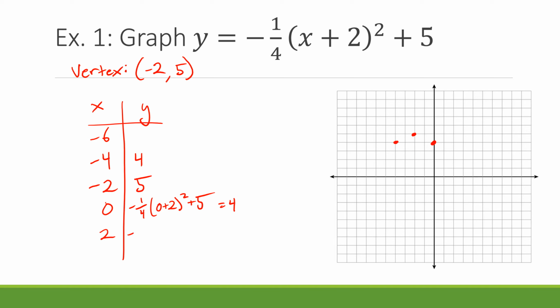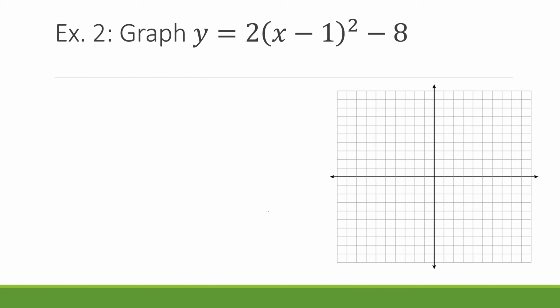Next, we're plugging in 2. So negative 1 over 4 times (2 plus 2) squared plus 5. Okay, 2 plus 2 is 4. 4 squared is 16. 16 times negative 1/4 is negative 4. Negative 4 plus 5 is 1. So if I go over 2, I'm going up 1. And if I'm going over negative 6, I'm also going up 1. Make use of that sweet, sweet symmetry. And you can graph that nice, smooth parabola. Sweet. Okay, moving on. Next problem.